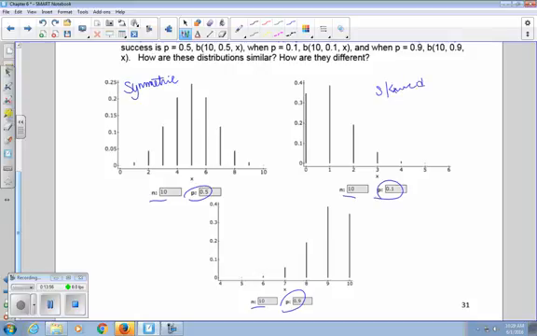The second distribution is skewed to the right. And it looks like we'd expect far more failures. The probability of success is only 10%. And so really the distribution is pretty stacked up over here, with us expecting to get more failures. Whereas the third one, we're skewed to the left and we're expecting to get many more successes. The probability of success is 0.9.